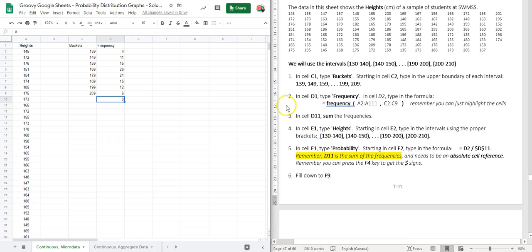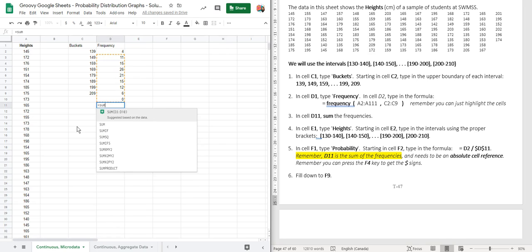Now, in cell D11, we're going to add up all the frequencies. So we're going to type in equals sum, and we're going to add up all the frequencies, and we need to do this so that we can make percentages.